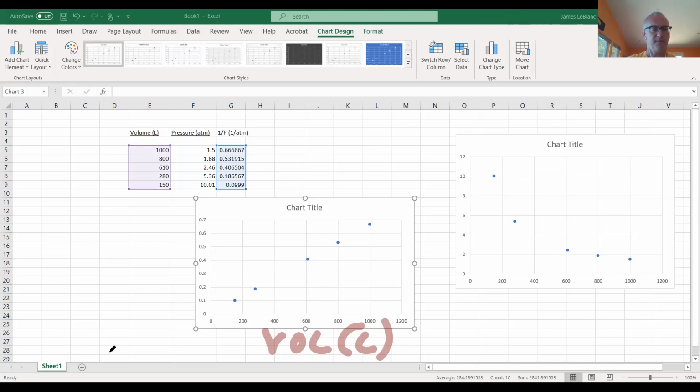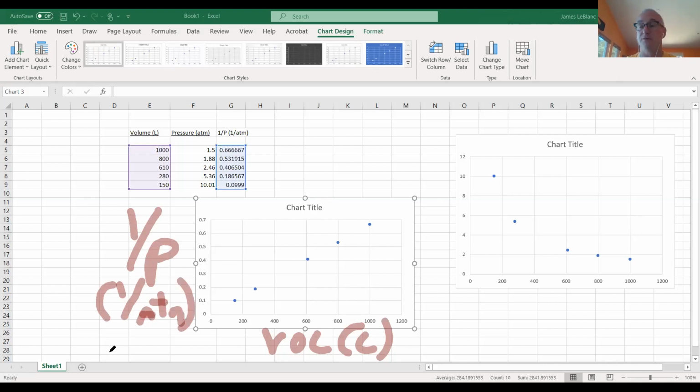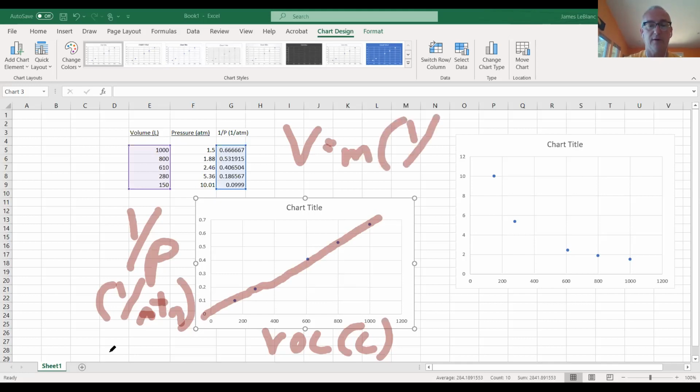So there's my volume on that side. And here, instead of pressure, I've got 1 over pressure. So that will be in 1 over atmospheres. And so notice what happens. Now I've got a straight line and it goes right through 0. So that's my relationship. My relationship is volume equals something, the slope of this line, let's call it M, over 1 over pressure.